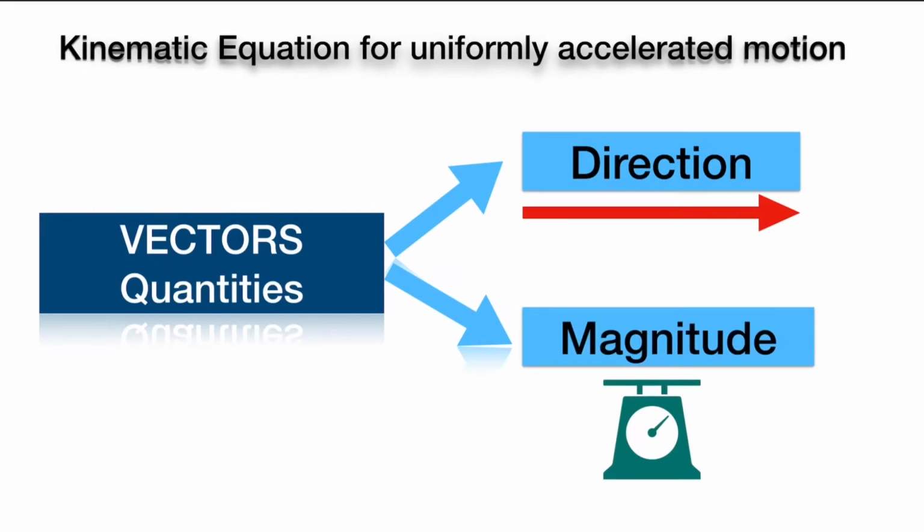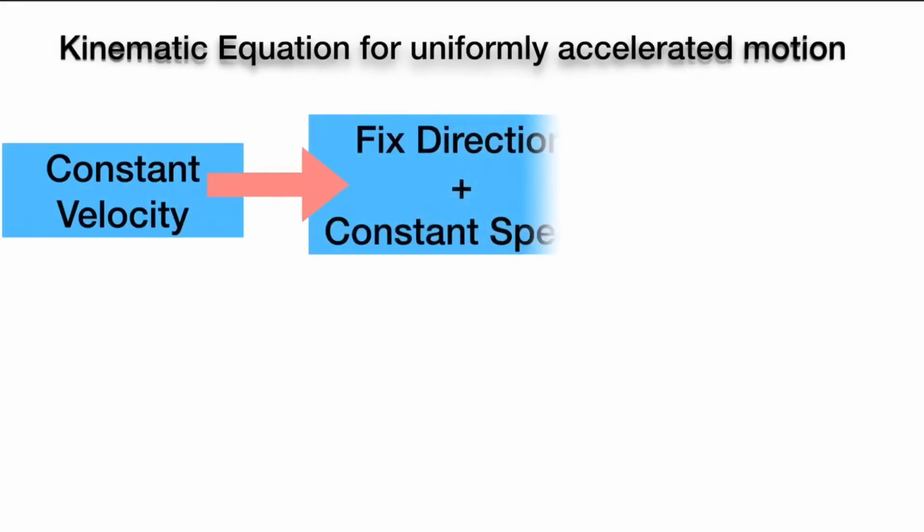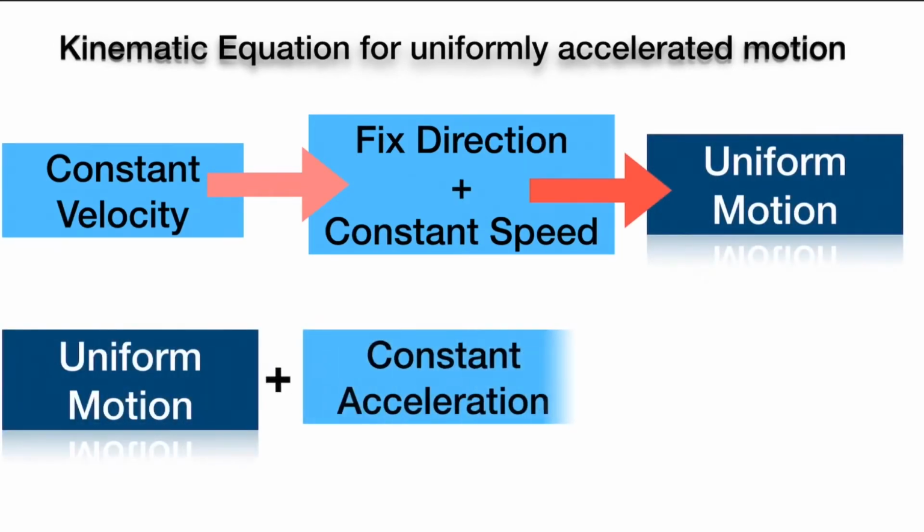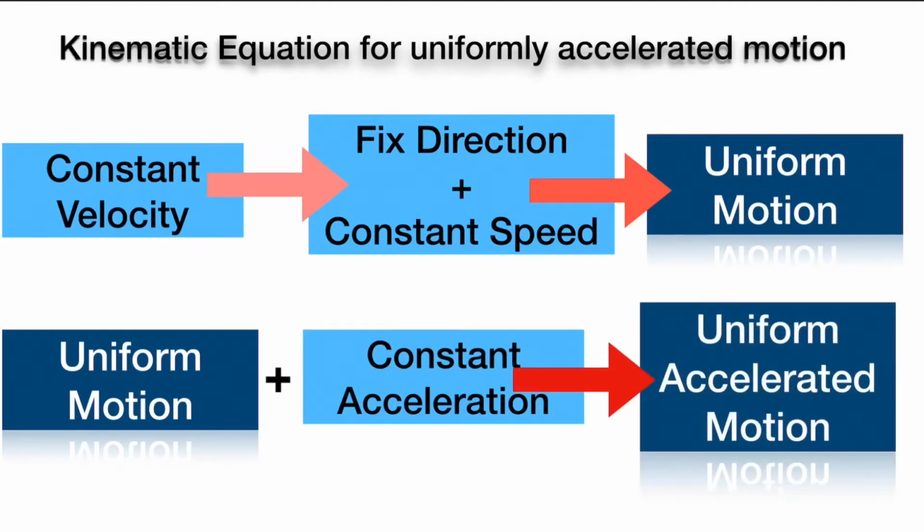So if a vector quantity is constant, it means its magnitude and direction are constant. When the velocity of an object is constant, the object travels in a fixed direction with constant speed. This motion is known as uniform motion. Now, uniform motion with constant acceleration is known as uniform accelerated motion.